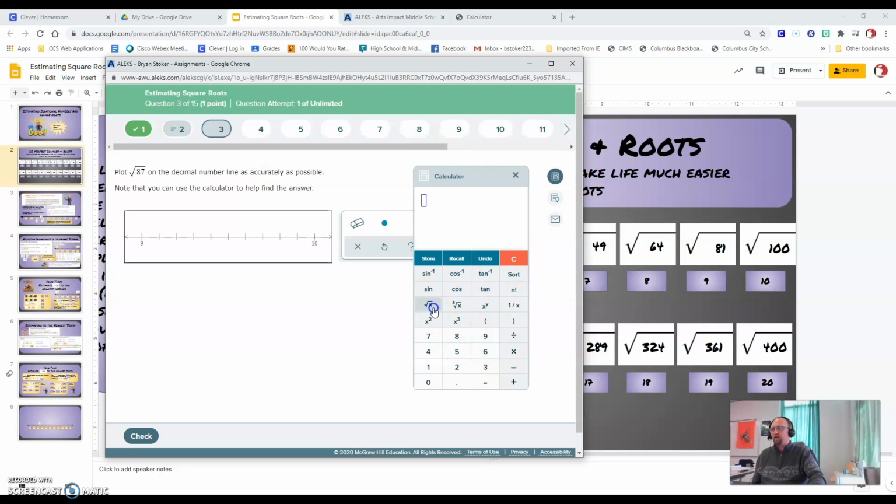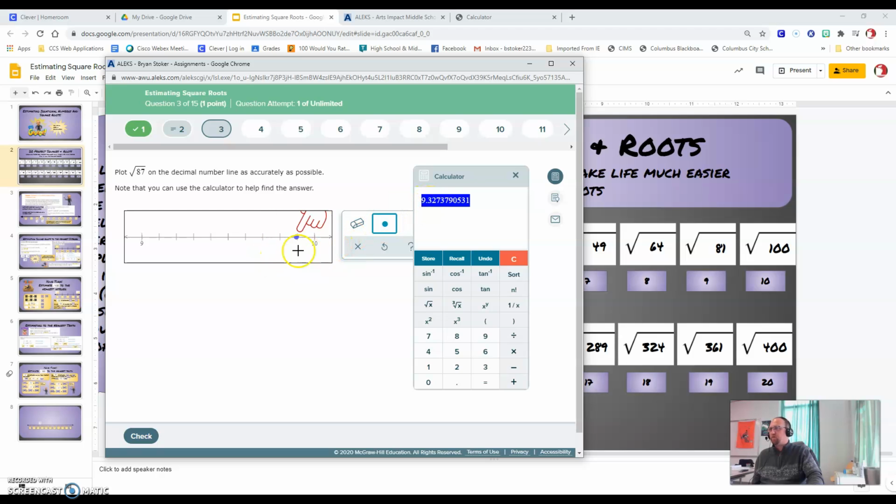All right, and then in number 3, so this one, what you want to do, the first thing is just go ahead and evaluate the square root. It's 87, and that is equal to 9.32. So here they've given you a number line, 9 and 10. You have to plot this point as close as you can. So what I would do is each one of these is a tenth. See, 9.1, 9.2, 9.3, 9.4, 9.5, 9.6, 9.7, 9.8, 9.9, and then 10.